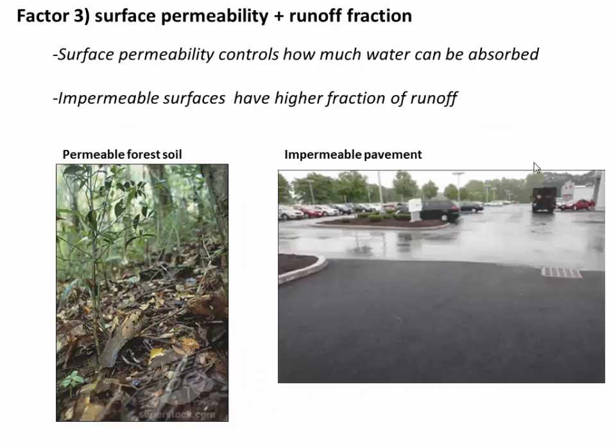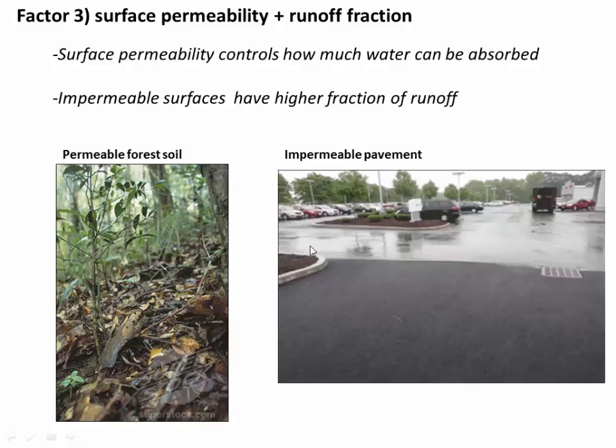So a third factor that influences the intensity of flooding is surface permeability and the runoff fraction. So permeability refers to the ability of a soil to transmit water, and some soils, like forest soils, tend to be very permeable. They have a lot of organic material, a lot of pore space, so water can absorb into these soils very quickly, and it does not run off.